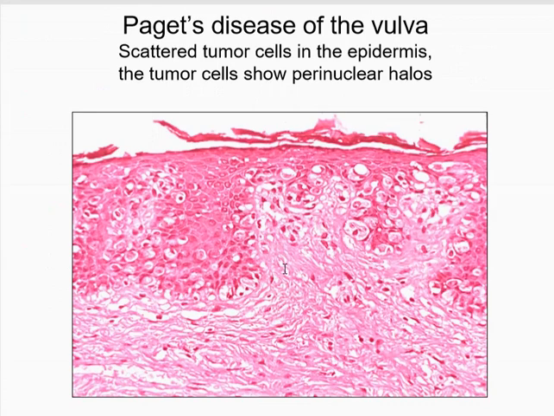This is Paget's disease of the vulva. You see the basement membrane and the dermis, dermoepidermal junction, and above this line you see tumor cells, glandular epithelial cells, which are in the epidermis and represent Paget's disease of the vulva.